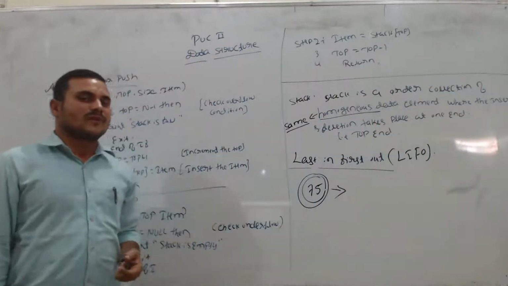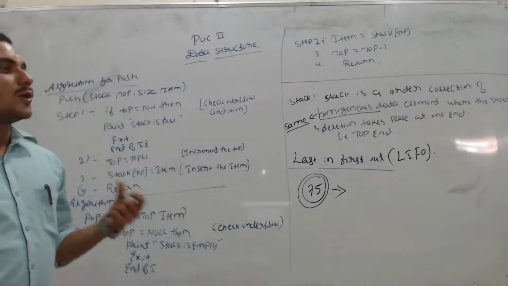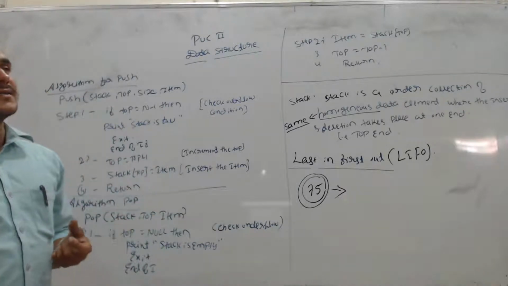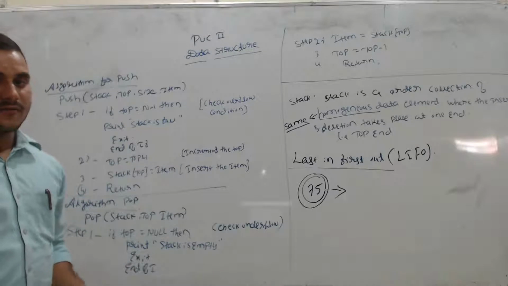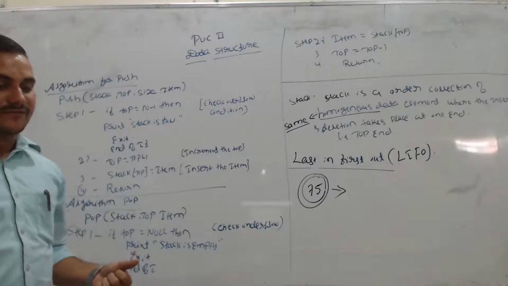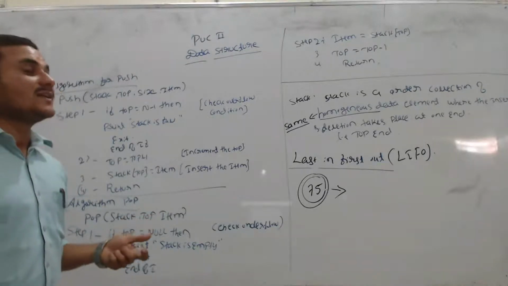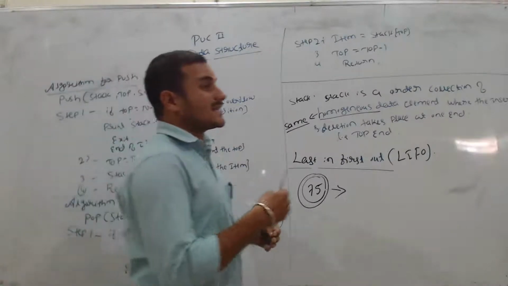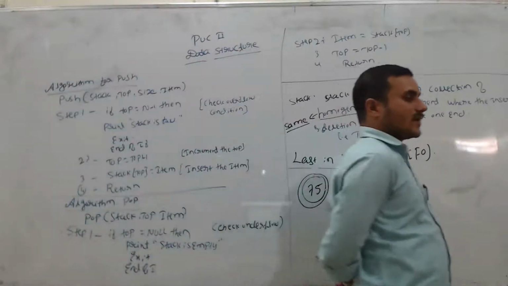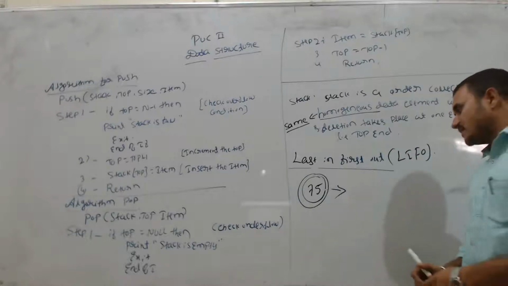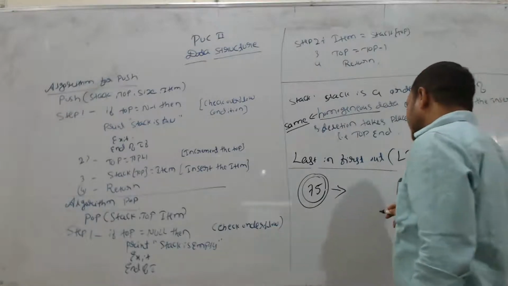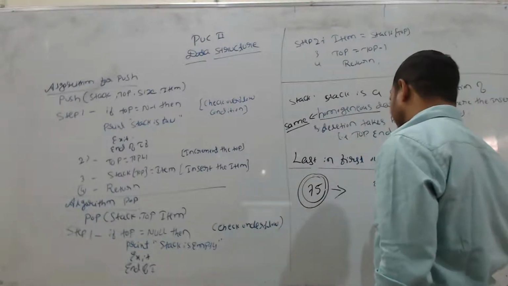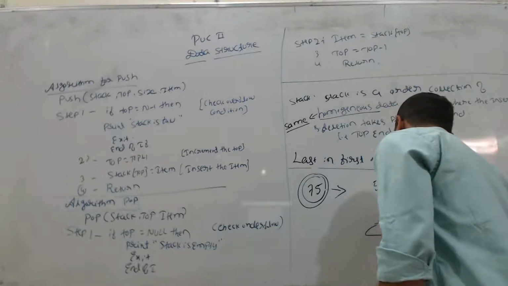So how will the operations be done? If you want to add some element, first we have to check whether the stack is full or whether it exceeds the limit. For example, our stack capacity is only 5.